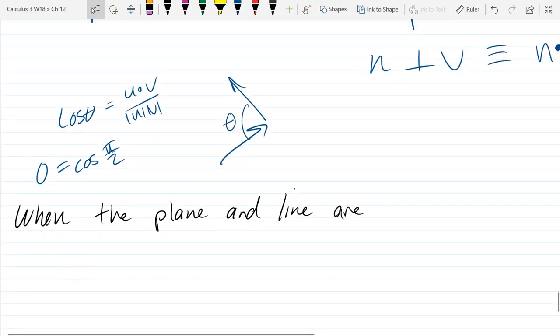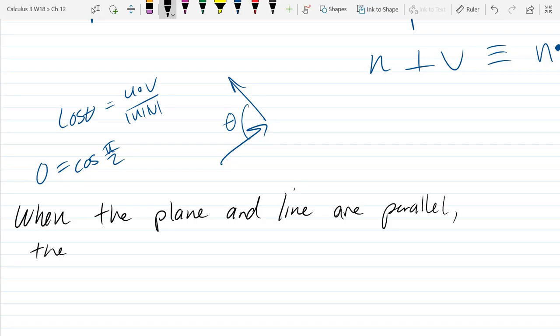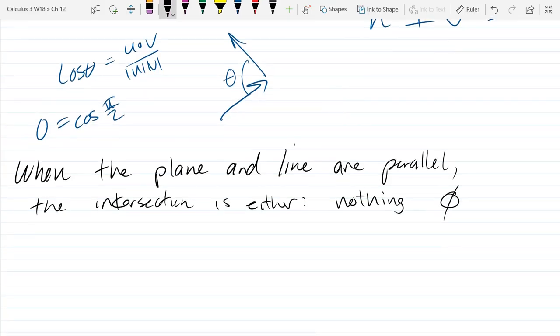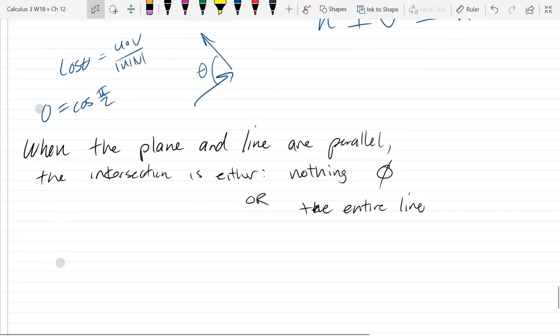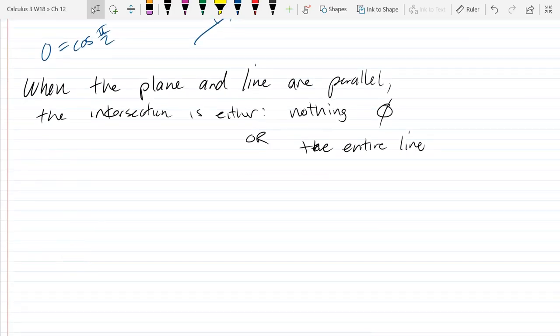All right, so when the plane and the line are parallel, the intersection is either nothing, which you could write as the empty set, or the line. So basically, if your plane and your line are parallel, it's kind of boring. It's either in the plane or not. So let's do examples that we don't have this situation happening.